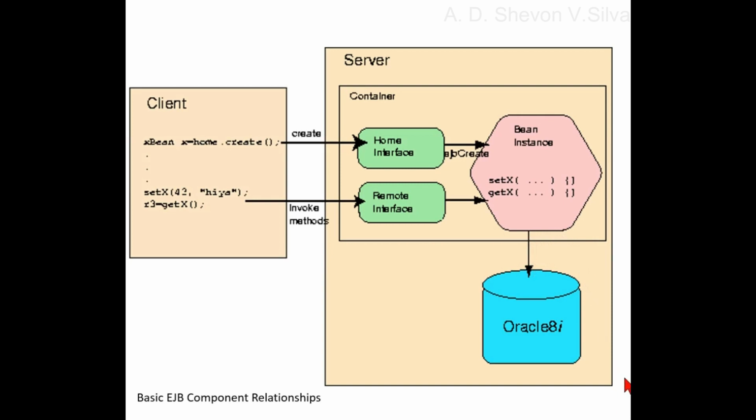The home interface specifies the interface to an object that the container itself implements. The home interface contains create methods that specify how a bean is created. The home interface with the home object serves as a factory object for EJBs.